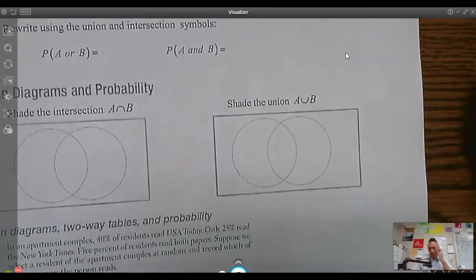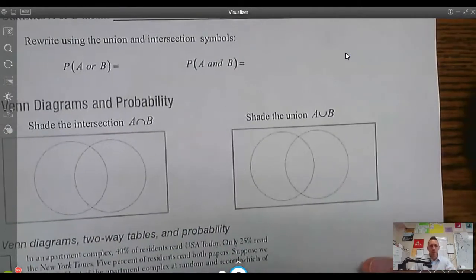Okay, welcome back. This is going to be page 5 and 6, and then page 7 is going to be that graded exit ticket that you're going to complete on your own and turn in.